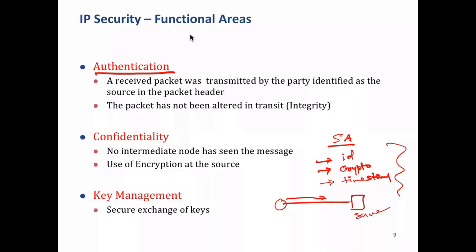Now, in a system there will not necessarily be only one security association. If you have multiple VPN sessions, then you can have multiple security associations. We'll come to security association a little later. All right, so let's go back, and then we'll see that authentication is one requirement.